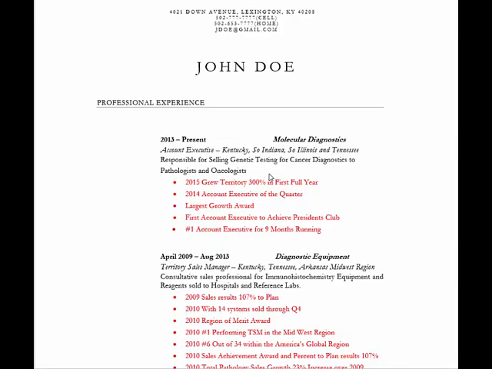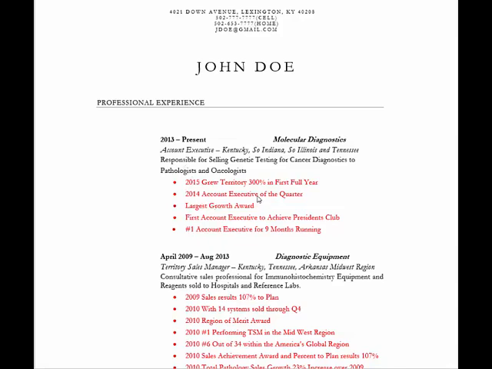So this is perfect. Account executive shows the territory: Kentucky, Southern Indiana, Southern Illinois, and Tennessee. Here, responsible for selling genetic testing for cancer diagnostics to pathologists and oncologists. So basically, this says, hey, this is what the person's doing. They're selling genetic testing and cancer diagnostics to pathologists and oncologists, so this person has relationships with pathologists and oncologists.